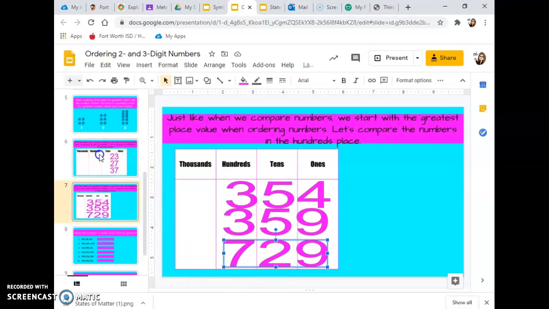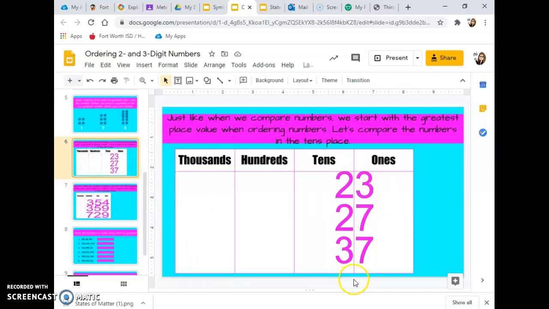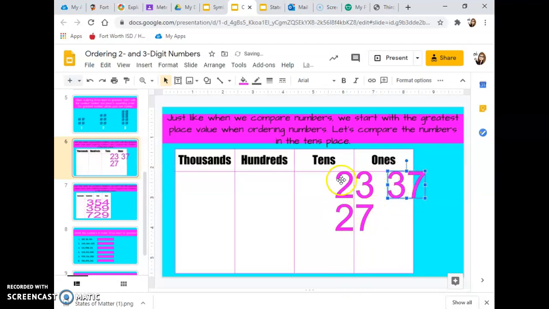Now, if I'm ordering from greatest to least, then it would go in the opposite direction. So 37 would come first because the 3 in the tens place is greater than the 2 in the tens place for these numbers. 27 would still be in the middle because when we compare the two, the tens place, the 2, is the same, but in the ones place, the 7 is bigger than the 3. So 23 would move to the bottom because it is the least. So when we're comparing from greatest to least, we're going in the opposite direction, starting with our biggest number and ending with our smallest number.